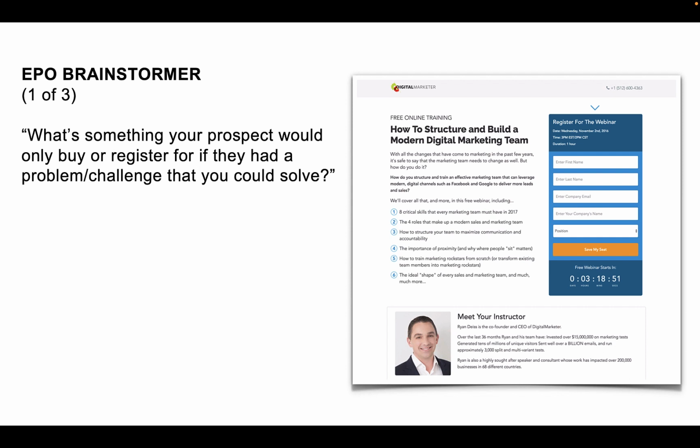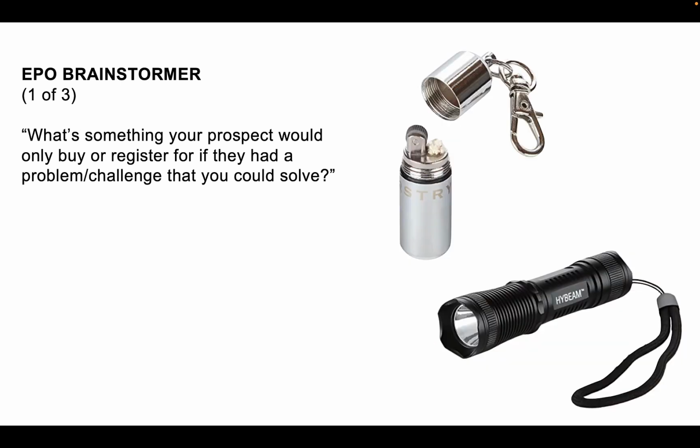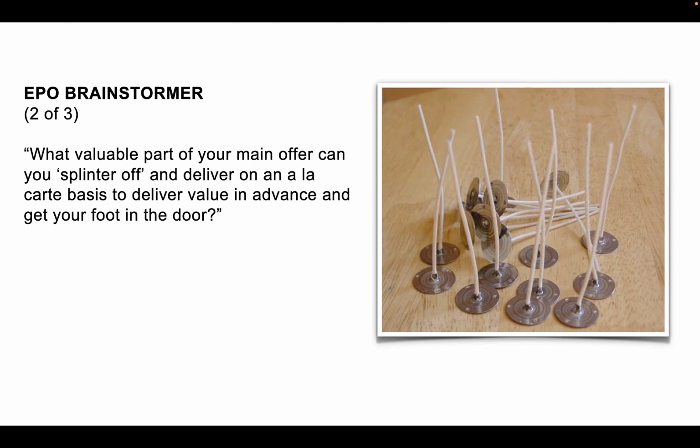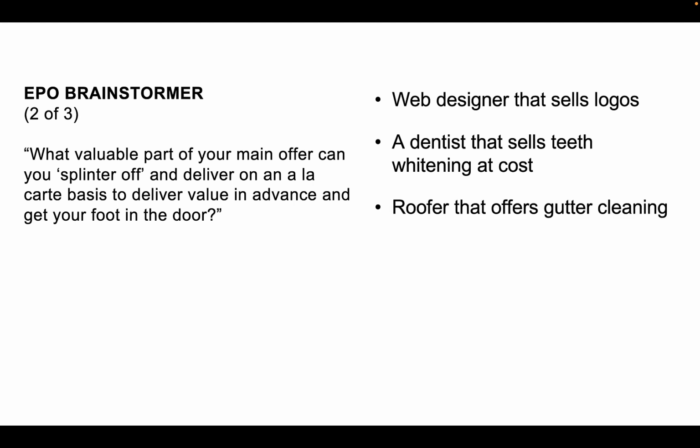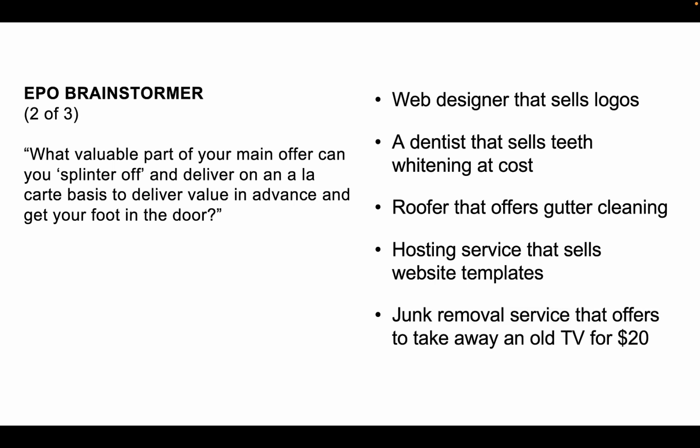So what's something your prospect would only buy or register for if they had a problem or challenge? Again, these are just free online trainings from companies that are not quite relevant to schools, but just so you see what they're offering: mini flashlights, candle wicks again. And that could be a web designer that sells logos, a dentist that sells teeth whitening at cost, a roofer that offers gutter cleaning, hosting services that sell website templates, a junk removal service that offers to take away an old TV.